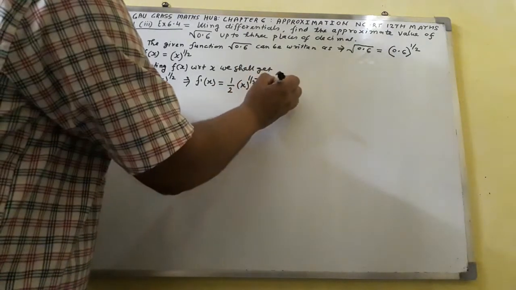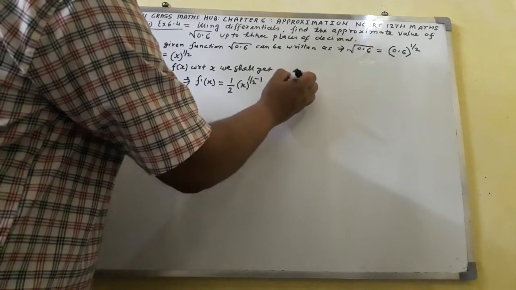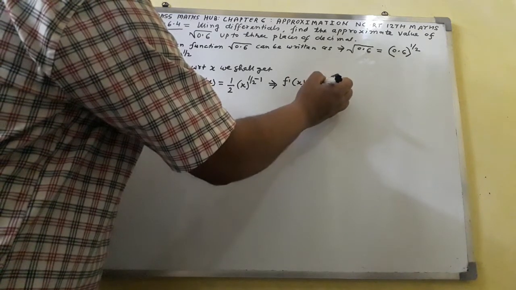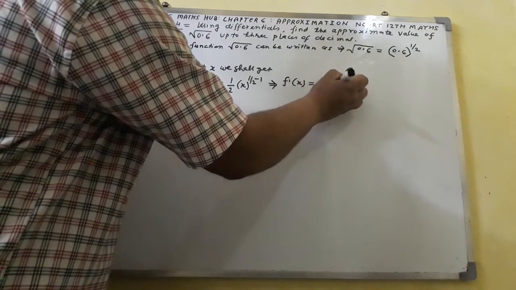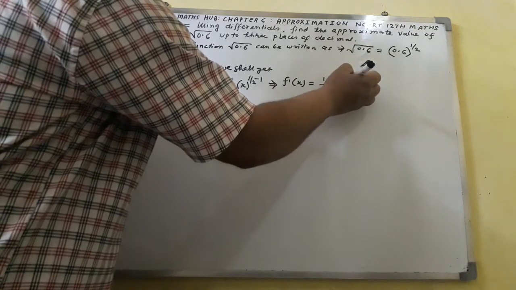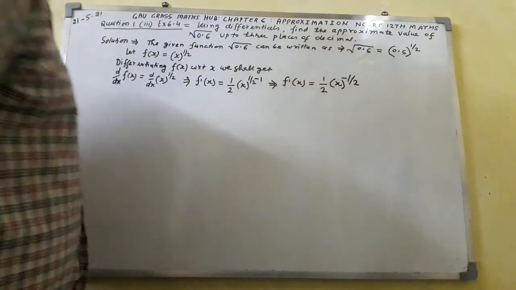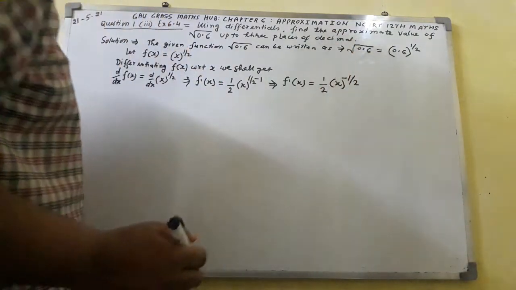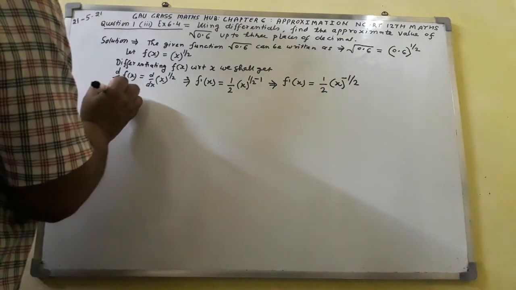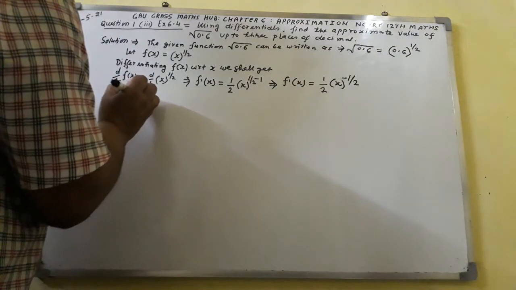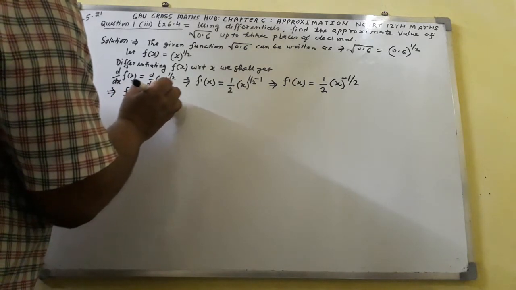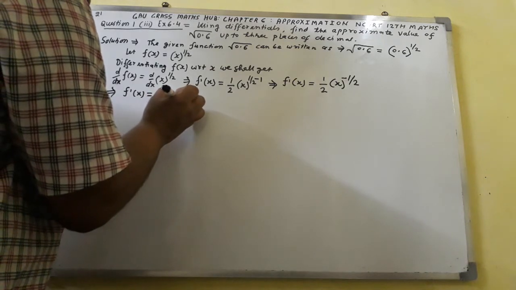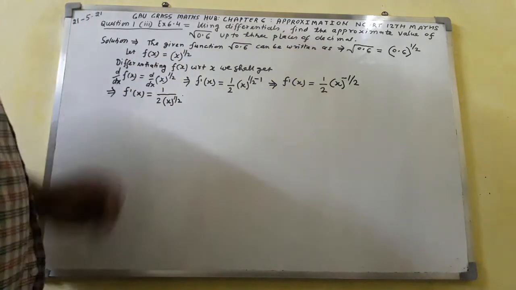So here again I shall write, implies that f dash of x equal to 1 over 2 x raised to the power minus 1 over 2. Now again I shall write, implies that f dash of x equal to 1 over 2 x raised to the power 1 over 2 will be written like this.